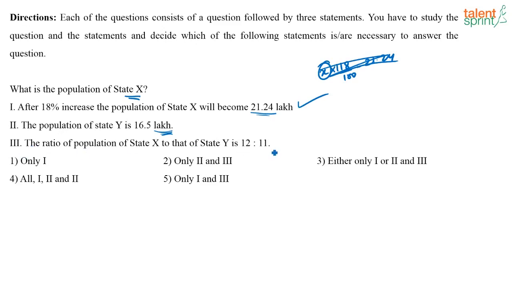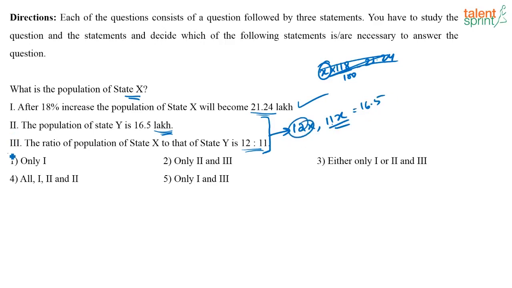Now, look at the third statement. What does the third statement say? The ratio of population of state X to that of state Y is 12:11. Now, if I combine these two statements, I'll be able to find out the population of state X. How is that? See, if the population of state X is 12x, then the population of state Y is 11x, right? Now, they have given here that 11x is equal to 16.5 lakhs. So, obviously, I can find out 12x, which is the population of state X.